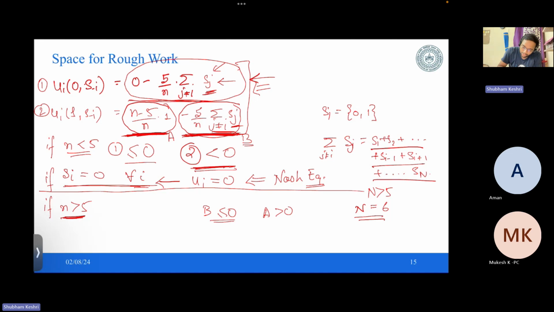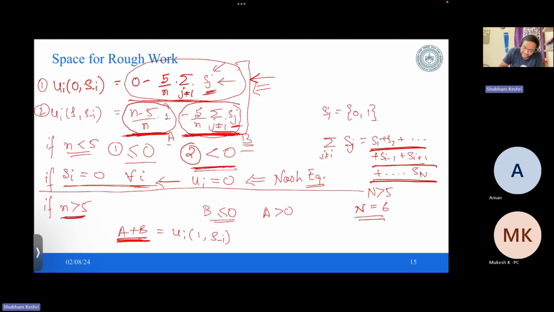Now you have to see what will be the summation of term A and term B, because term A plus term B is the utility of player I when player I is playing 1 and all the other players are playing S_i minus 1. That is why I was talking about, let us see what is happening when n is 6, 7 or 8. We have to take the sum of A and B. Is this okay? Because A plus B is the utility of player I when he is playing 1.